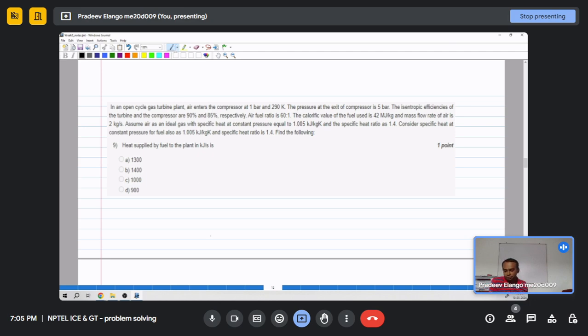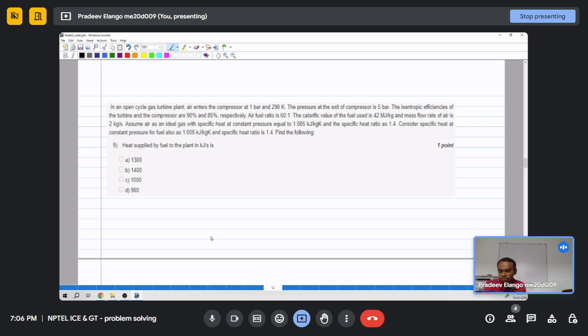In an open cycle gas turbine plant, air enters the compressor at 1 bar and 290 Kelvin. The pressure at the exit of the compressor is 5 bar. The isentropic efficiencies of turbine and compressor are 90% and 85% respectively. Air fuel ratio is 60:1. Calorific value of the fuel used is 42 megajoule per kilogram, and mass flow rate of air is 2 kg per second. Assume air as an ideal gas with specific heat at constant pressure equal to 1.005 kilojoule per kg Kelvin and specific heat ratio as 1.4. Consider specific heat at constant pressure for fuel also as 1.005 kilojoule per kg Kelvin and specific heat ratio as 1.4.